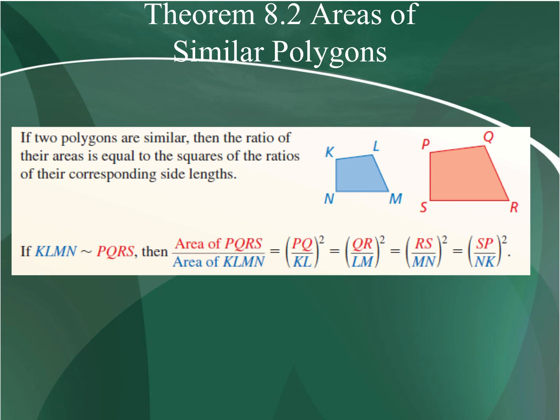So if we have KLMN is similar to PQRS, then the area of PQRS over the area of KLMN is going to be equal to the side PQ over the side KL squared, or the side QR over LM squared, or the side RS over MN, or SP over NK squared. So for the area, you can just put two corresponding sides one over the other and you square them, and you're going to get the same thing.